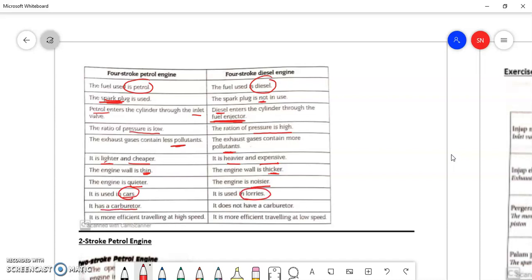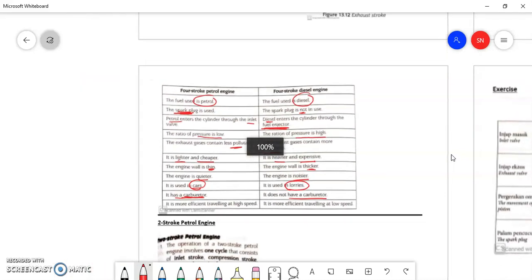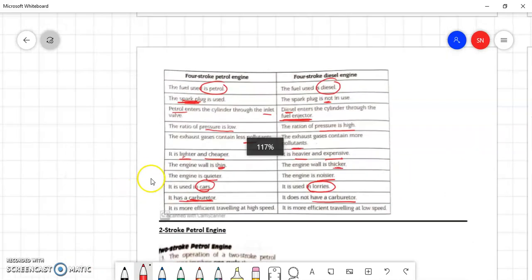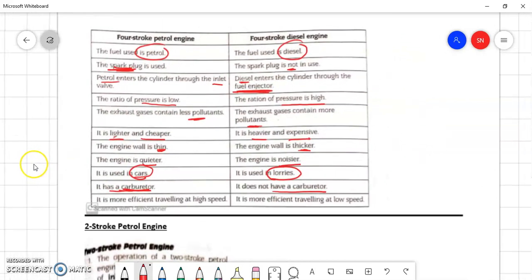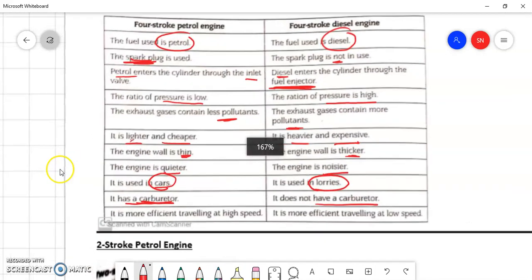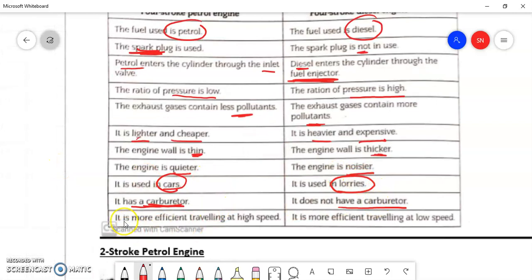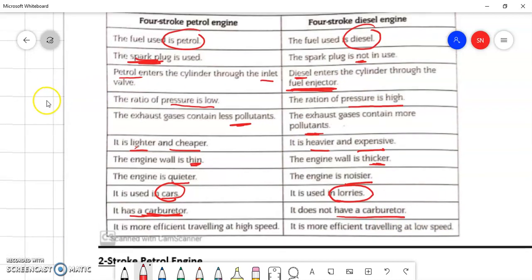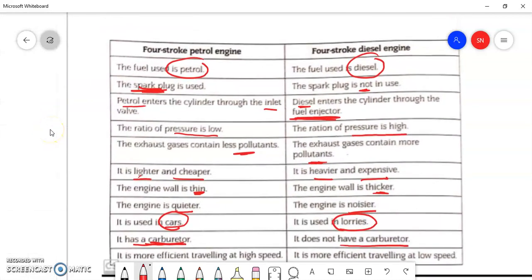This one has a carburetor, which is very important. This one does not have a carburetor. The carburetor is what helps the mixing of the petrol and the air. In the diesel engine, it doesn't mix and go in, it is injected separately. Petrol is more efficient for traveling at high speed, diesel more efficient at low speed. So this is the summary of the differences between the 4-stroke petrol engine and the 4-stroke diesel engine.